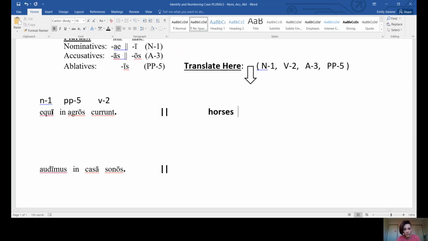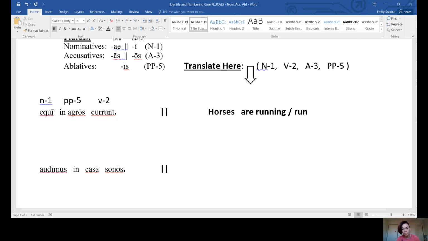And then curunt, if you remember your verb, hopefully you do, currere, it means to run. Okay, for anybody who speaks Spanish or knows any Spanish, correr is the Spanish word to run, and it comes right from this. So horses are running, or if you just wanted to say run, that's okay. And then in agros is where they're running. Okay, that's my next thing that I want here.